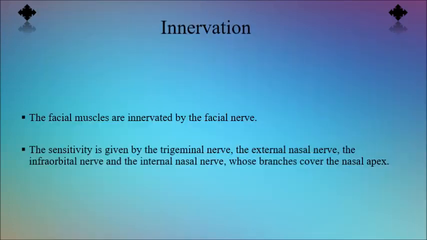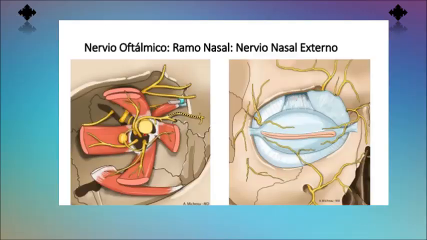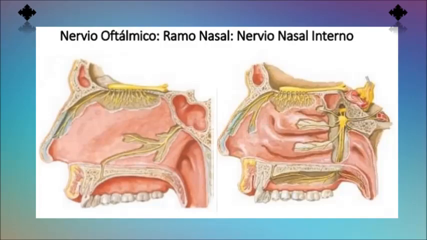Innervation of the nose. This is mainly given by two cranial pairs: the facial nerve, innervating the facial muscles, and the trigeminal, giving it sensitivity, through the external nasal nerve, the infraorbital nerve and the internal nasal nerve.